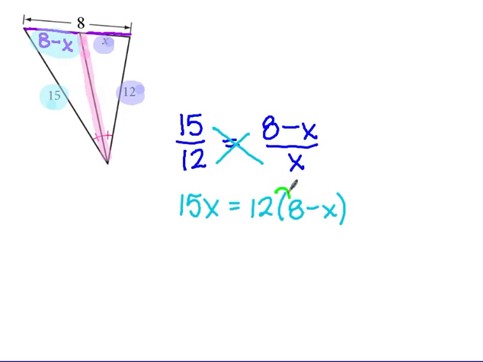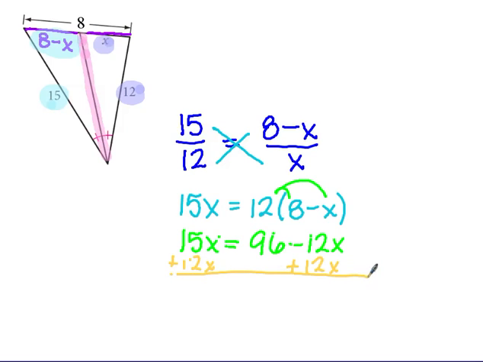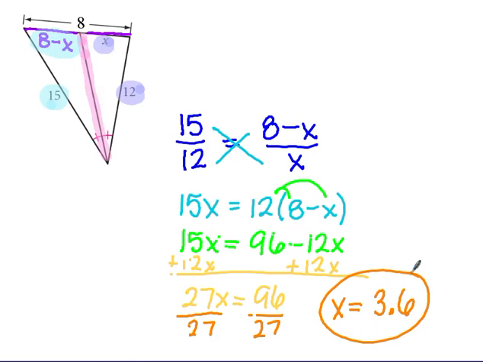So let's go ahead and distribute the 12 here and here. What is 12 times 8? 96 minus 12x. So to solve that, what do I end up doing? Add 12x to both sides, good. When I add 12x over here, I end up getting 27x equals 96. So now what do we do? Divide by 27, very good. And so what does x equal? 3.6, good call. So there you go, x is 3.6.